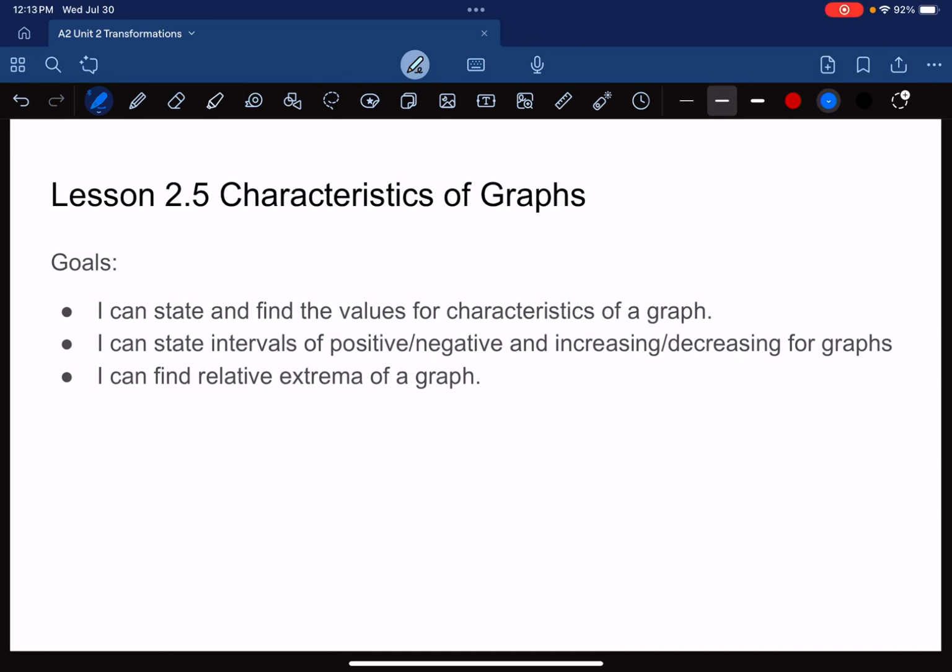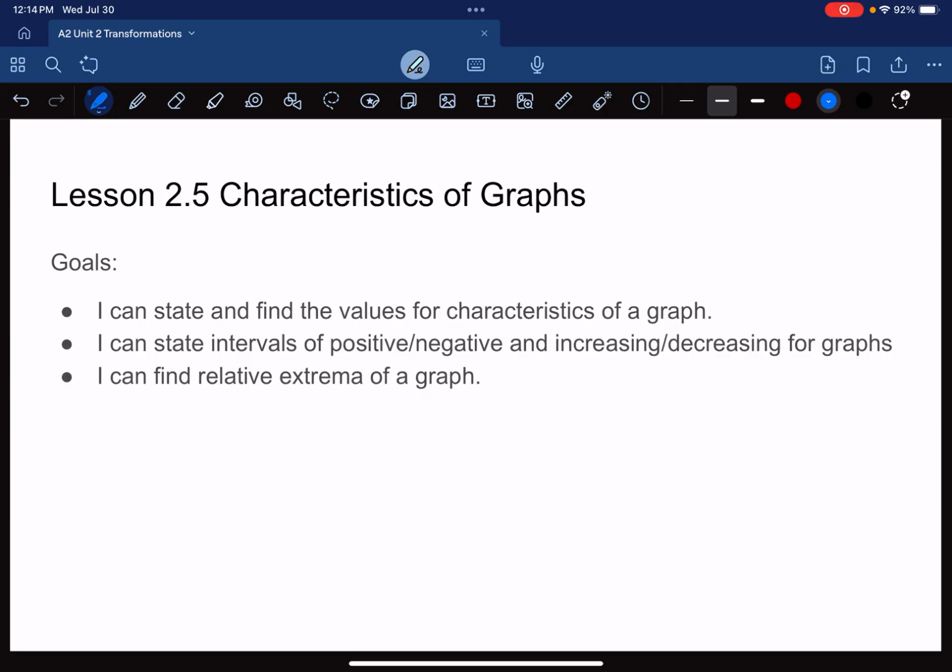This is lesson 2.5, graph characteristics, characteristics of graphs, I should say. All right. I can state and find the values of characteristics of a graph. I can state intervals of positive and negative, as well as increasing and decreasing sections of graphs. And I can find relative extrema of a graph.